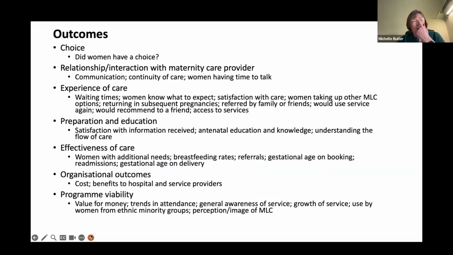And then the outcomes that we identified, you can see a range of different outcomes here: choice, relationship and interaction with the maternity care provider, the experience of care, preparation and education for pregnancy and childbirth, effectiveness of care, organisational outcomes, including costs and benefits to the hospital, and then the programme viability. We thought that was an important outcome to look at as well in terms of the longer term future for the programme.